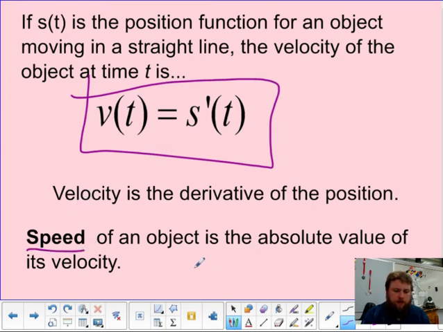Also, what you want to know is the speed of an object is the absolute value of the velocity, because when we're talking about these functions, velocity can be positive or negative, because negative would be like going down and positive would be going up. But when we talk about the speed of an object, it's the absolute value. We want to know how fast it's going, even if it's going down.